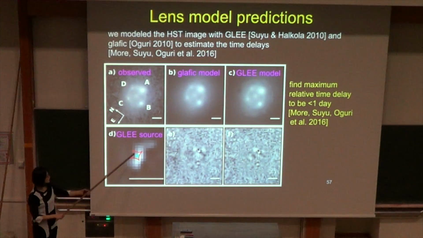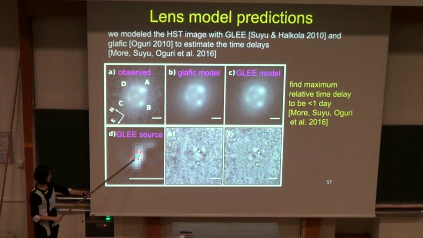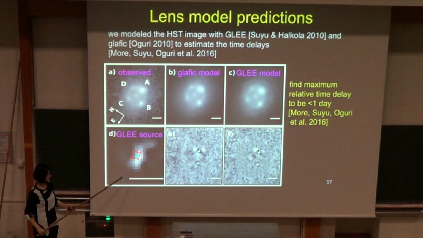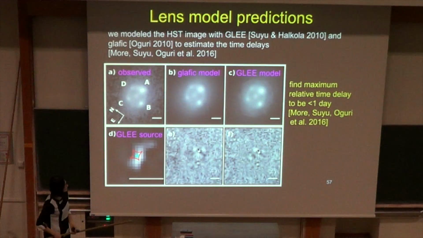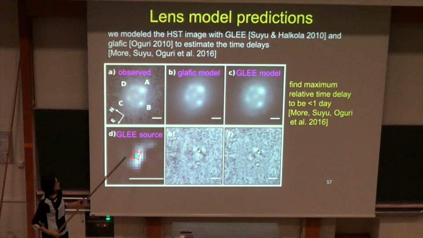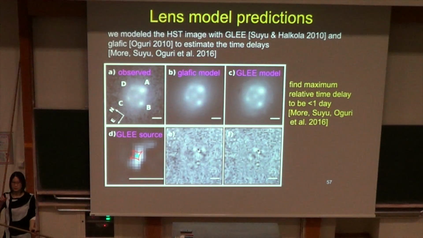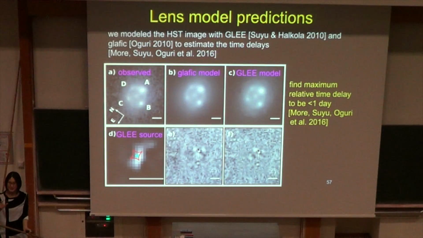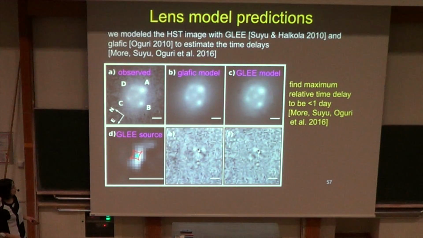And this is the reconstructed host galaxy of the supernova that we get from Glee. The supernova is appearing where the magenta star is. So it's kind of a funky shaped background source galaxy. With this model, we can actually predict what the delay would be, but unfortunately we find that in all of our models, the maximum relative time delay is very short, less than a day, which makes it kind of challenging for the follow-up.